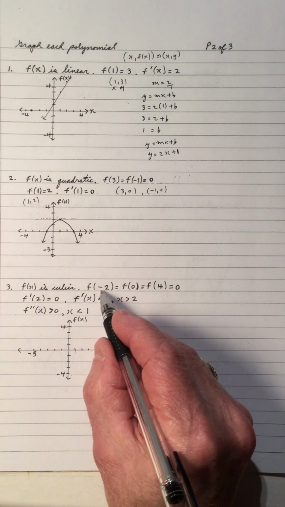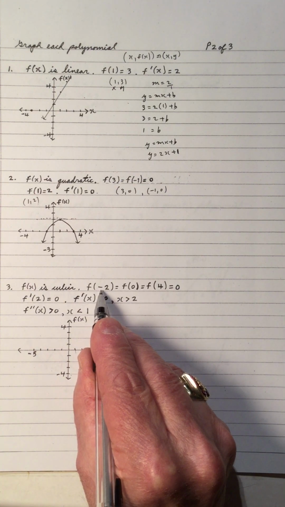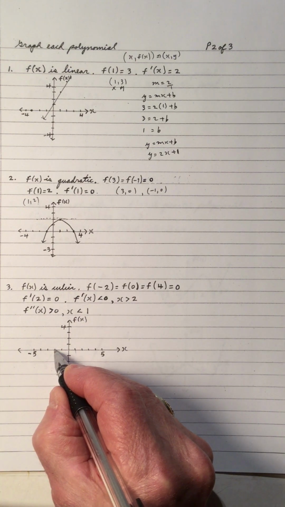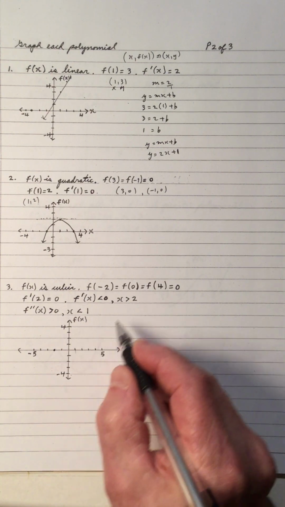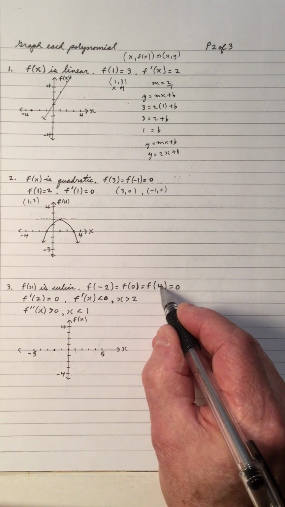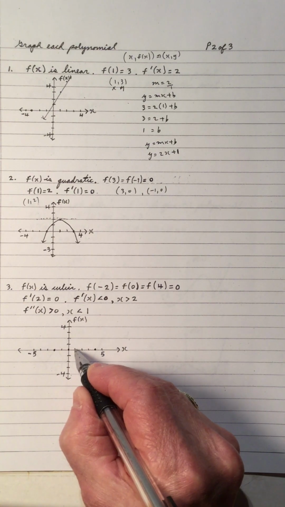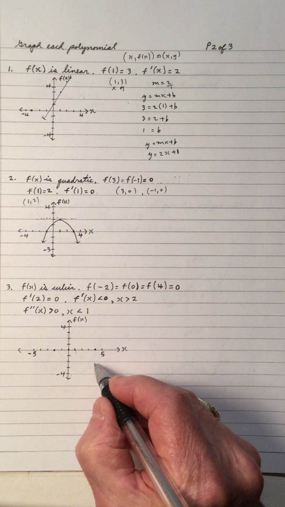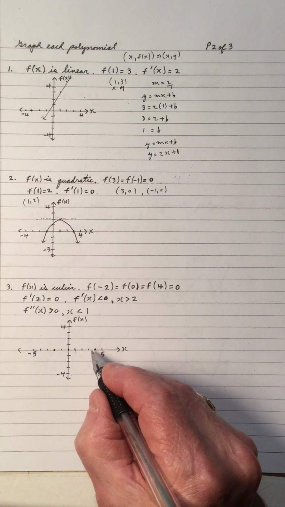So let's plot. So this is negative 2, 0. So that's an x-intercept at negative 2. And we got 0, 0. So that's an x-intercept at 0, and an x-intercept at 4. So these are the x-intercepts. So the cubic is passing through here. So we got the cubic, and we got 3 x-intercepts.